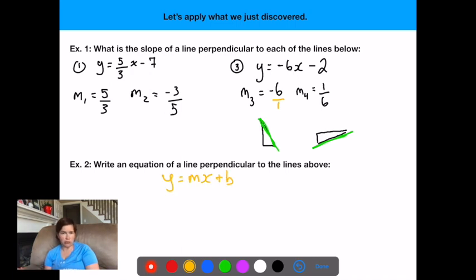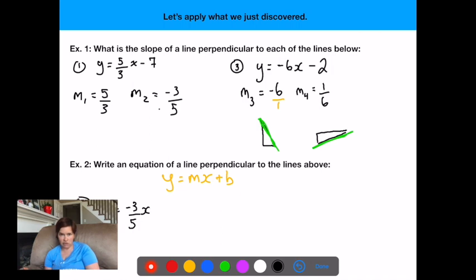That's the format we generally model in for most of the stuff we do in grade 9. So I know the slope of line 2 has to be negative 3 over 5. So for line 2, I've got y equals negative 3 over 5x, but then I don't know what my b is. I don't know what my y-intercept is. Well, I don't have any other conditions that I have to match. I just have to write any equation of a line perpendicular.